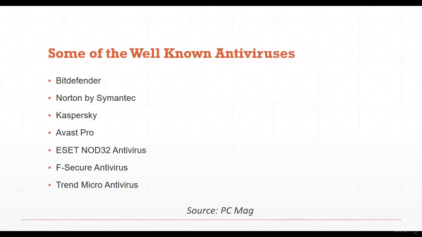So let's see some of the well-known antiviruses that were really good in terms of defending against various viruses, worms, trojans, and a couple of other attacks as well. The first one we have is Bitdefender. Then we have Norton by Symantec. Then we also have Kaspersky, Avast Pro, ESET NOD32 antivirus, F-Secure antivirus, and Trend Micro antivirus as well.